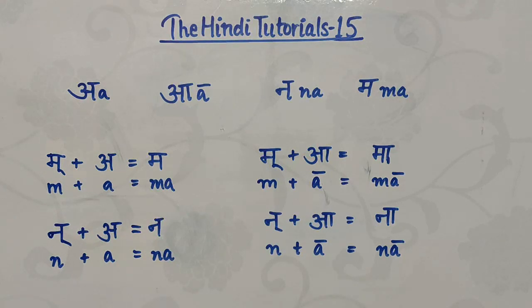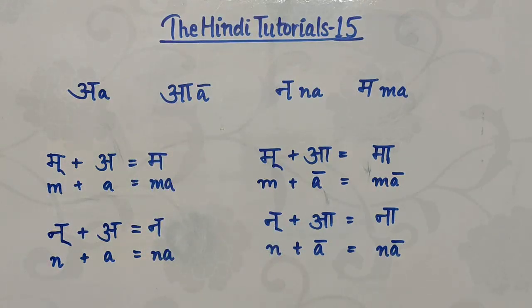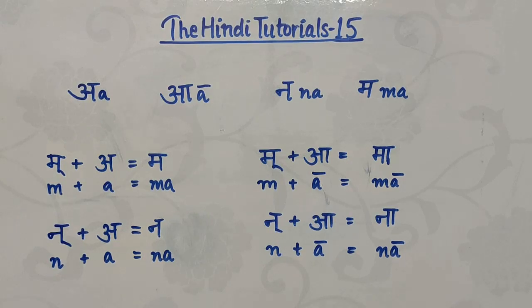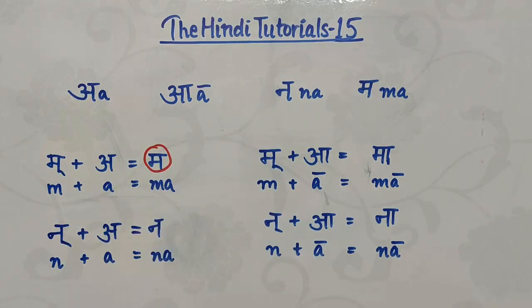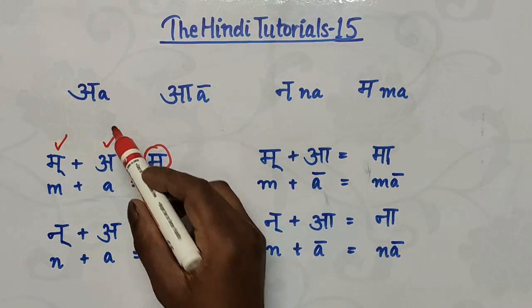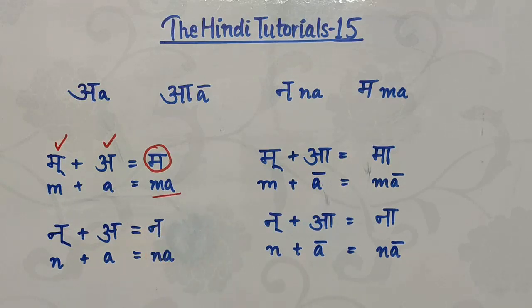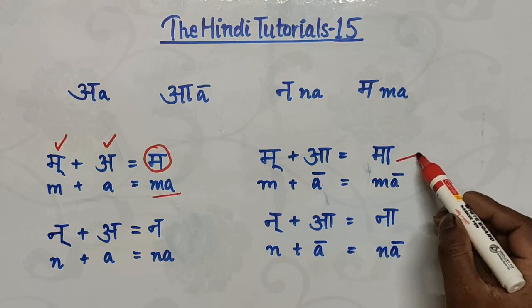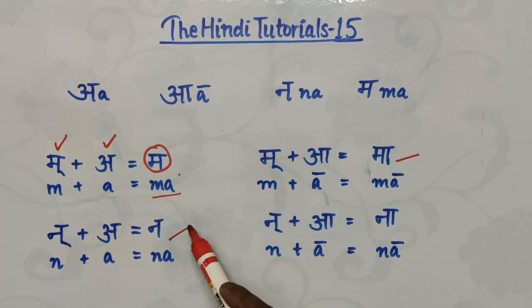In the previous video, we started to learn writing. We learned two vowels, a and aa, and two consonants, n and m. We also learned that a consonant cannot be pronounced without a vowel, and the sound m contains two parts: the consonant part, m, and the vowel part, a. So m plus a makes ma. Similarly, this becomes na. Ma, ma, na, na.